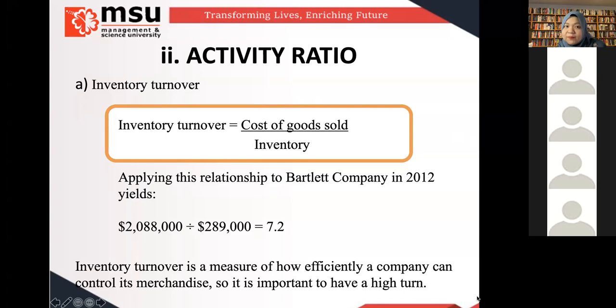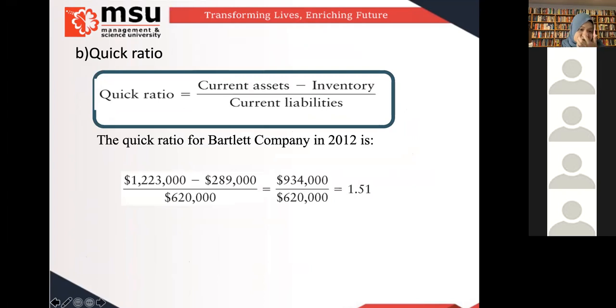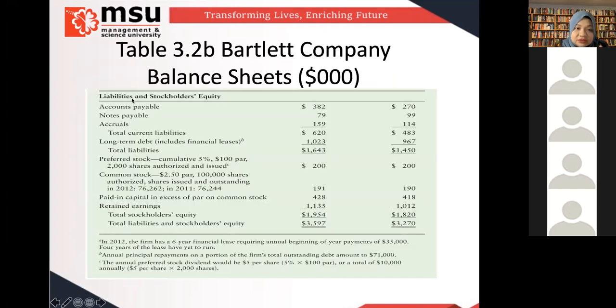Haziq Husaini, where can we find cost of goods sold? Income statement or balance sheet? I think balance sheet, madam. Okay, let us look. In the balance sheet, we have liabilities and stockholders' equity. So there are accounts payable, notes payable. Can you see any cost of goods sold here?